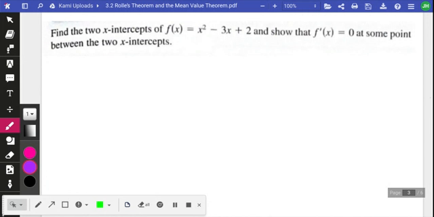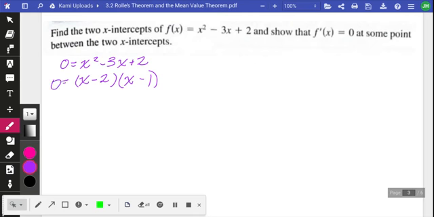Okay, find the two x-intercepts of this and then show that f prime of x equals 0 at some point in between them. In order for a value to be an x-intercept means the y value is 0. So we are going to do 0 equals x squared minus 3x plus 2. In order to find x-intercepts, you let y equals 0, and for y-intercepts, you let x equals 0. So in this case, we're letting y equals 0. And to solve this, it is factorable. What multiplies to 2 and adds to -3 would be x minus 2 and x minus 1.